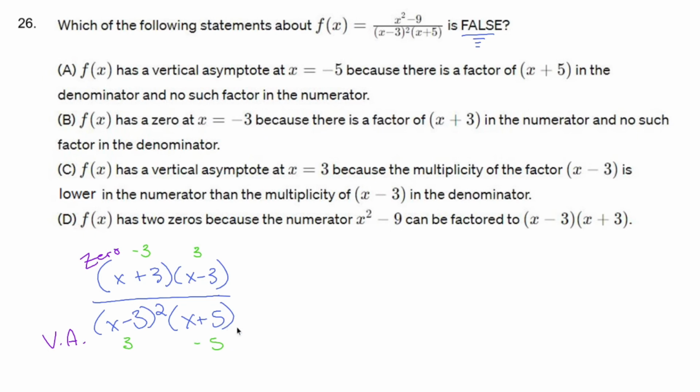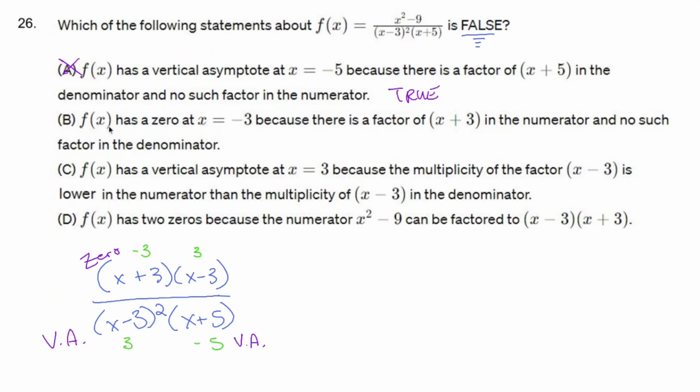x plus 5 in the denominator, negative 5 is your magic number. That's the only thing that's there. You have a second vertical asymptote. Okay, so let's take a look at our options. f of x has a vertical asymptote at negative 5 because there's a factor of x plus 5 in the denominator and no such factor in the numerator. That is true, so that's not what we want. We are not going to select that.